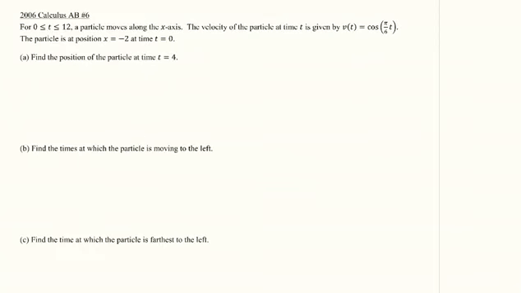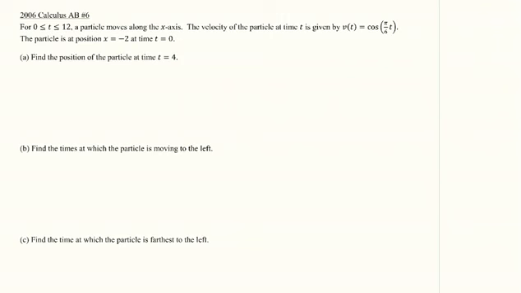Okay, the next thing we've got is one from the 2006 Calculus AB exam. It was number 6, particle motion. For t between 0 and 12, a particle moves along the x-axis. The velocity of the particle at time t is given by v equals cosine of pi over 6t. The particle is at position x equals -2 at time t equals 0.